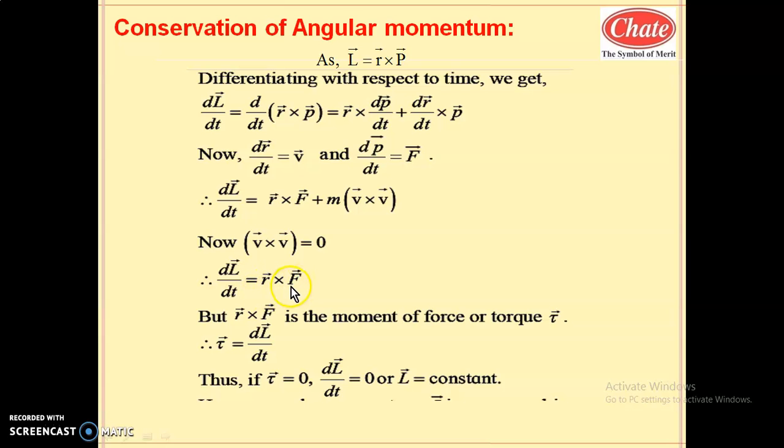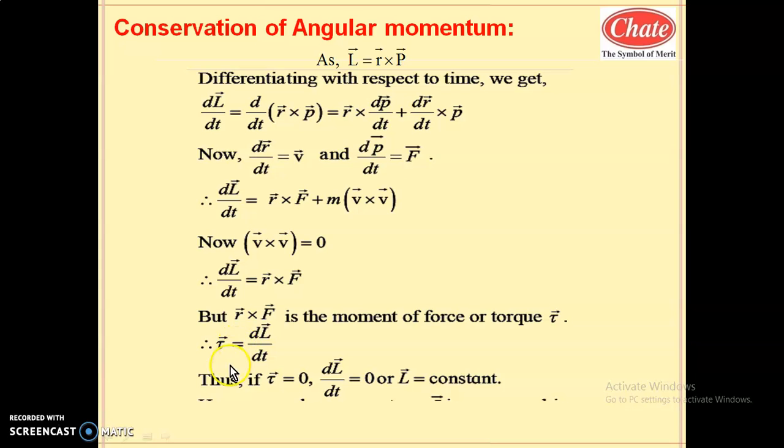But r cross vector F is torque. This is the moment of force, and that moment of force is called torque. Hence torque equal to dL by dt. This is a similar equation to Newton's second law of motion, that is F equal to dp by dt; like this, tau vector equal to dL by dt. This is an analogous equation that we have obtained while studying conservation of angular momentum.